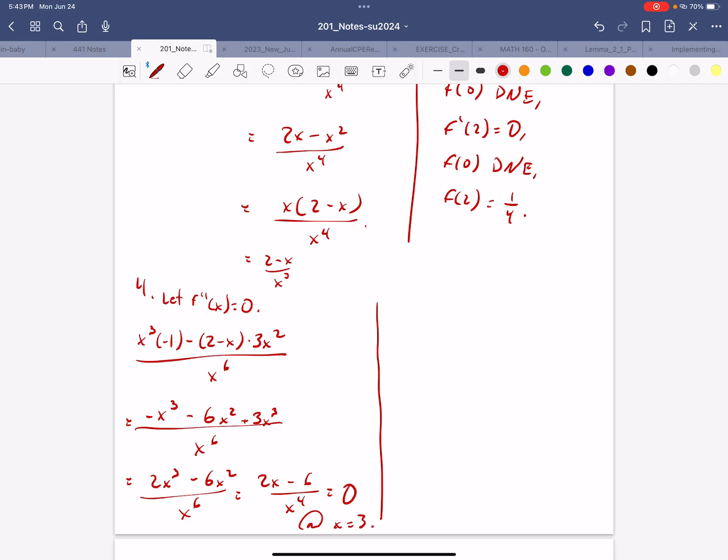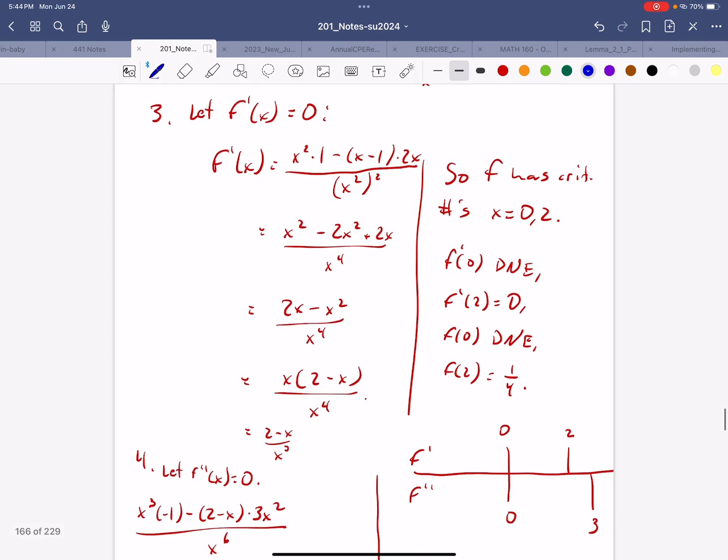Looks like we're going to need an extra page, and that's okay. Before we do that, we really should write our interval chart. So write f prime, f double prime. We have a couple of values here: we've got 0 and 0, and we've got 2 over here and 3 over there. So let's see what that's going to give us.